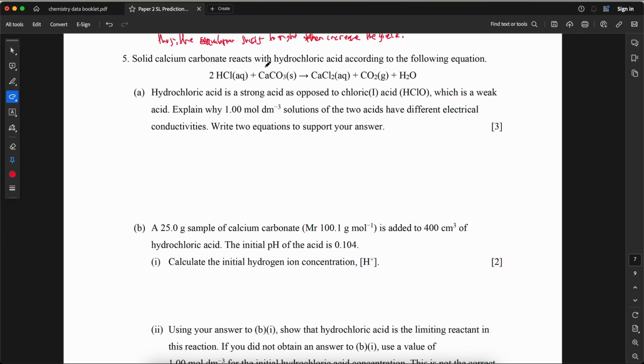Solid calcium carbonate reacts with hydrochloric acid according to the following reaction. Hydrochloric acid is a strong acid, as opposed to chloric(I) acid, HClO, which is a weak acid. Explain why 1 molar solutions of the two acids have different electrical conductivity. Write 2 equations to support your answer.